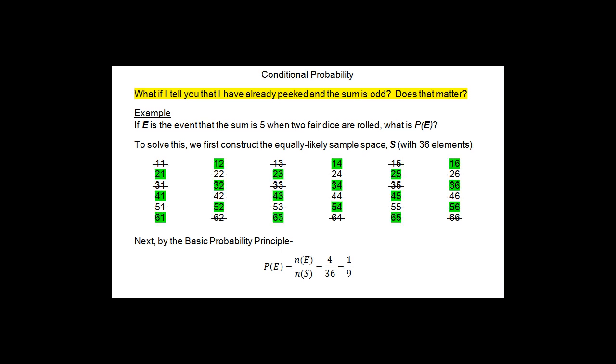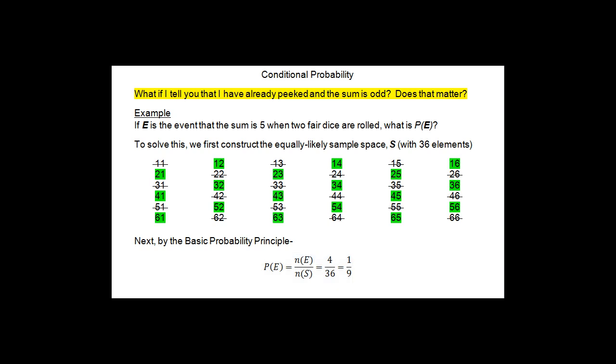I would hope you agree that the answer is obviously yes, it should matter. If you look at the sample space, if I know that the sum is odd, all the even sums can be eliminated as possibilities. If I've already told you that the sum is odd, you're not going to have a 2,2 or a 3,3 or a 1,5 because those sum to even numbers. So the only thing you're left with are the 18 odd sums: 2,1; 4,1; 6,1; 1,2; 3,2; 5,2; and so on. So that modifies the basic probability principle result that we got earlier.